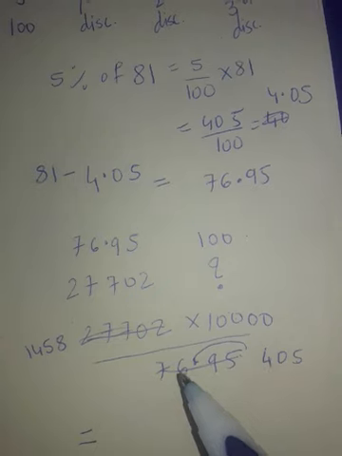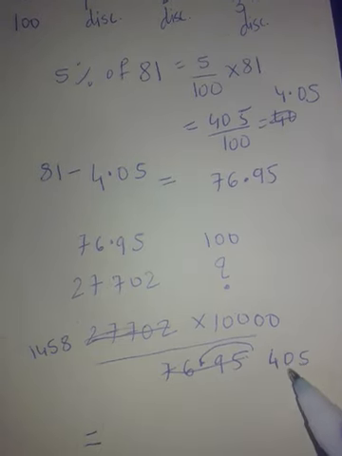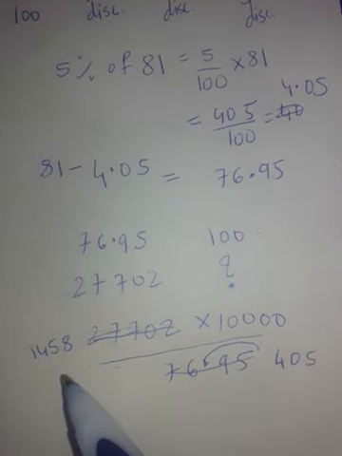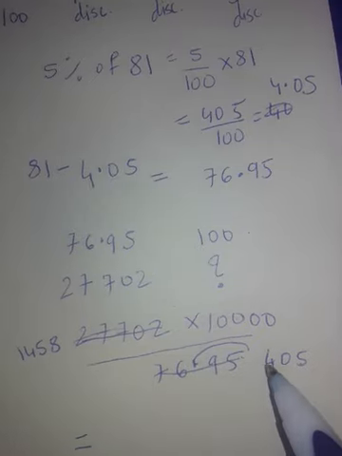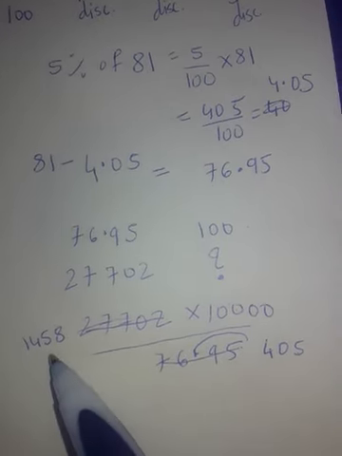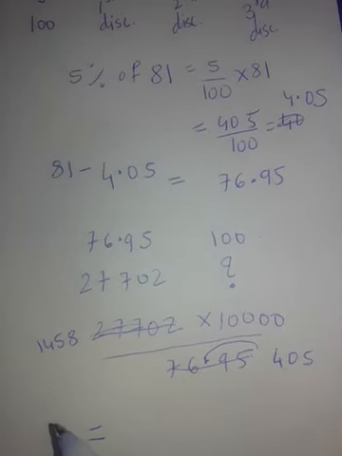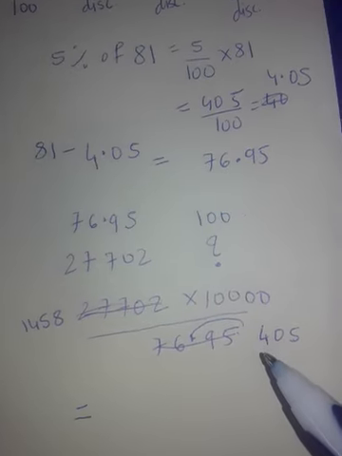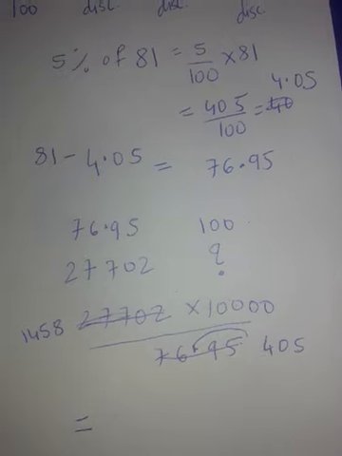I got this. I divided this by 19. It was 405, and this by 19, I got 1458. This is divisible by 9. This is also divisible by 9. If you remember the divisibility test of 9. If you don't remember, please watch our divisibility test video.